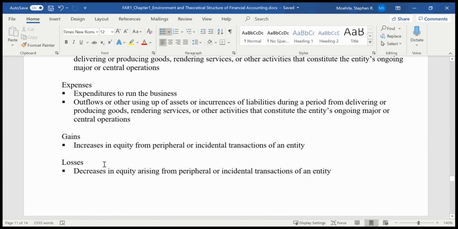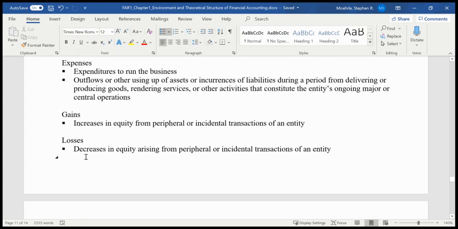Gains. Gains are increases in equity from peripheral or incidental transactions of an entity. This is like investments in the securities of other companies. Losses. Losses are decreases in equity arising from peripheral or incidental transactions of an entity.